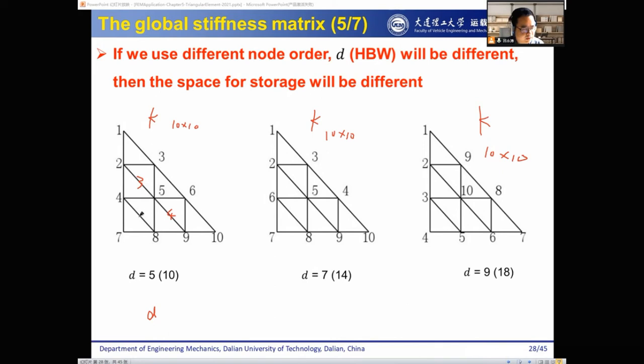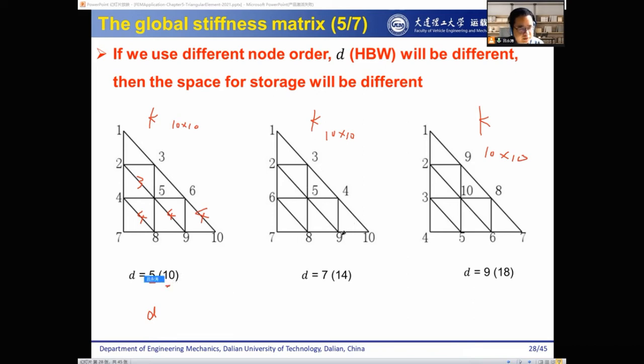Okay, and the 4 and the 8, this is 4. So I think the maximum node number difference is 4 in this case. Then it's plus 1, plus the omega. Omega is 1, so we have plus 1. And so we have d equals 5. And then times the omega. Omega for the two-dimensional case is 2, so we have 10.